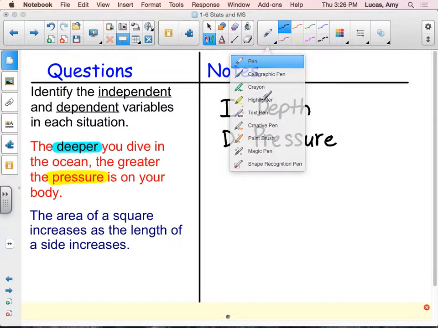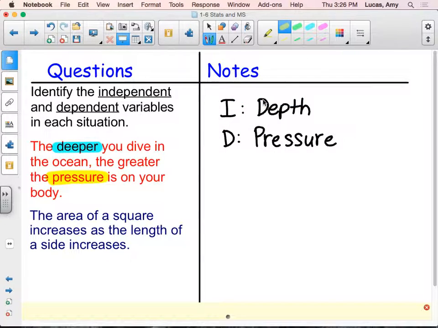Okay, last one, I think this time. The area of a square increases as the length of a side increases. So the area of a square is one of our variables, and the other one is the length of a side. The length of a side. So, independent, dependent. Which one is happening first? Is it the area of the square? It says the area of the square increases as the length of a side increases.